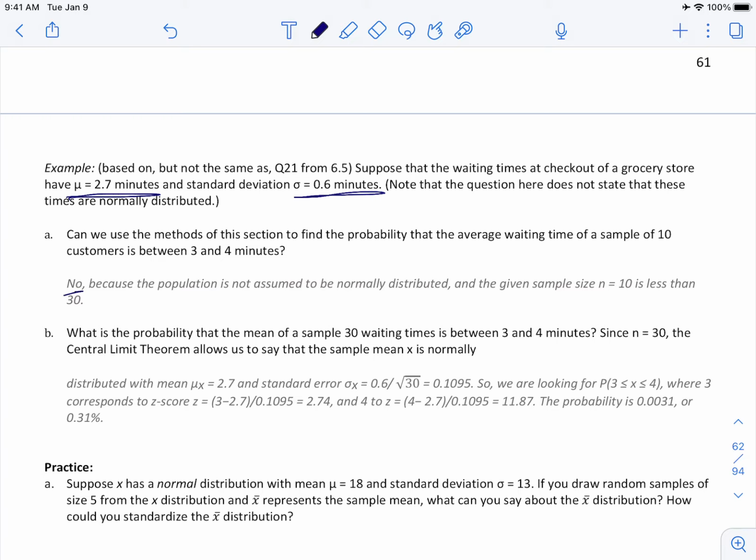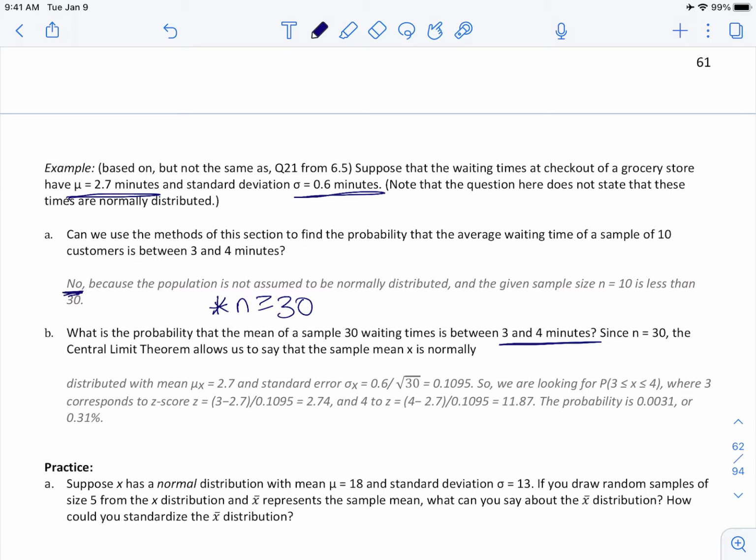So this is no, because we don't know anything about the shape, and here our n is 10. So that's less than 30. Again, keep in mind, in order to assume it's normally distributed, your n has to be greater than or equal to 30. What's the probability that the mean of a sample of 30 waiting times is between 3 and 4 minutes? Well, since our n is 30, we can use our central limit theorem.